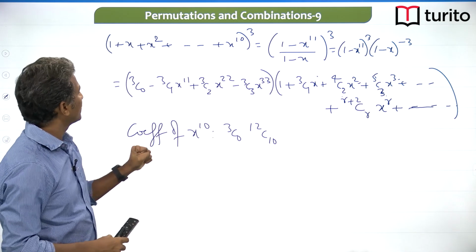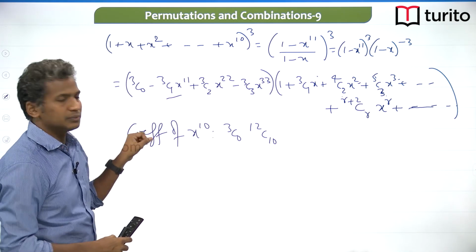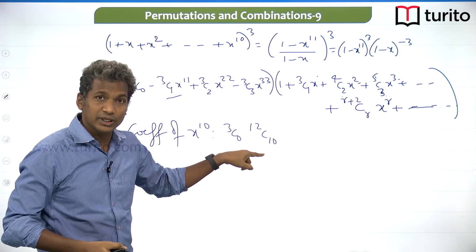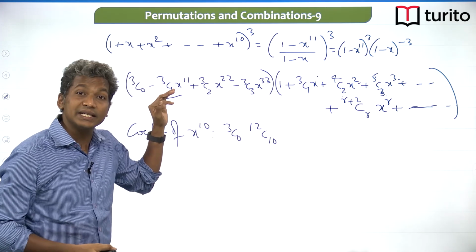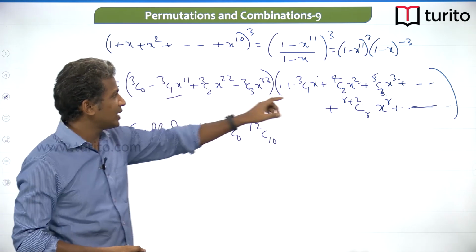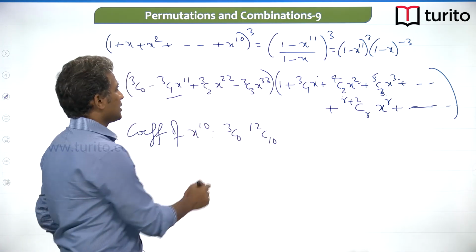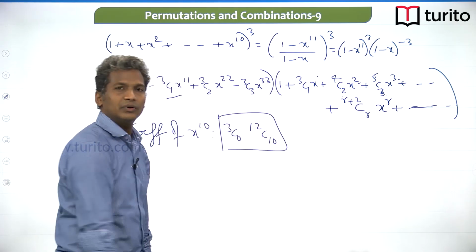Now again, if I go to the next term, already the power is x raised to 11, we are interested in x raised to 10. So this has already exceeded the required power. So no matter what term you will take here, you will never get x raised to 10. So that means this is your answer, okay.